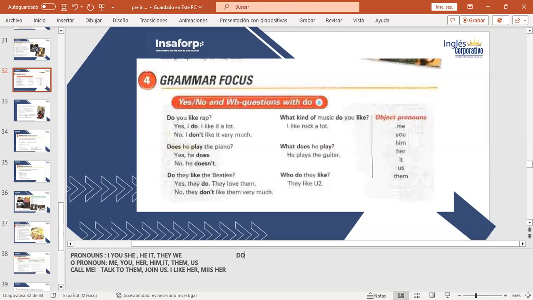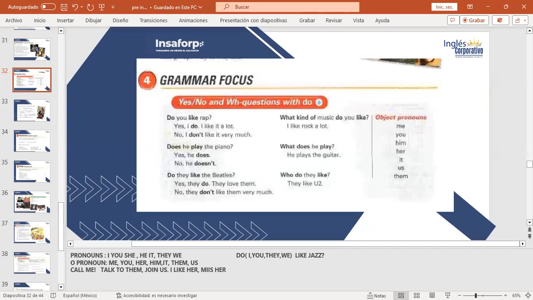And remember that we use do just with I, you, they, and we. Understand? So, do you like, do I like, do they like, do we like? And then we use a verb. In this case, we were talking about music. Do I like, or do you like, or do they like? That's a question.